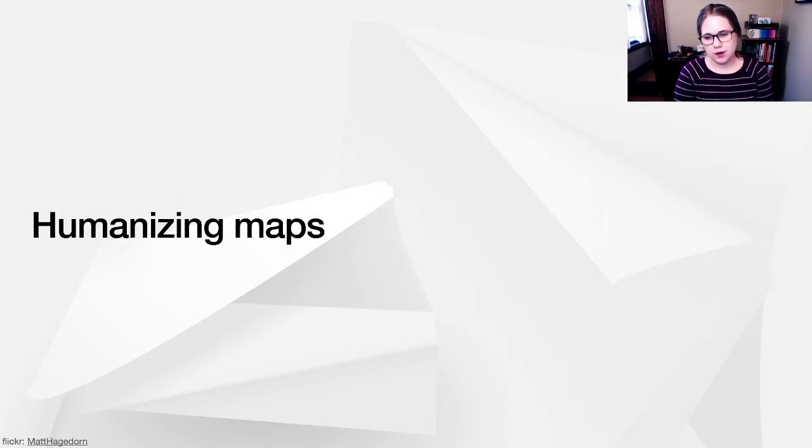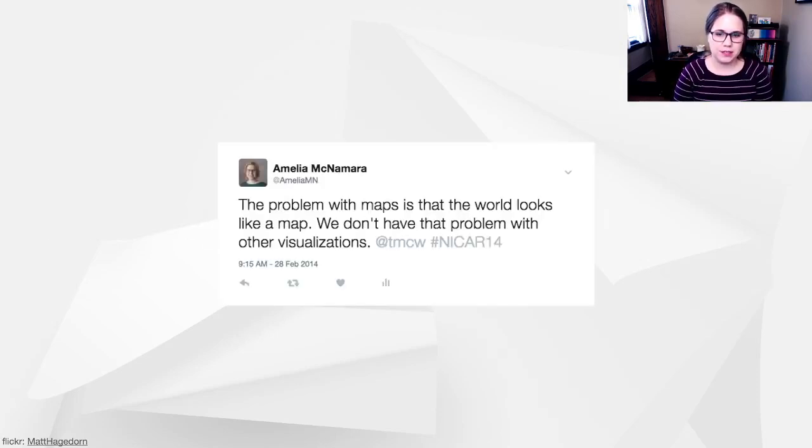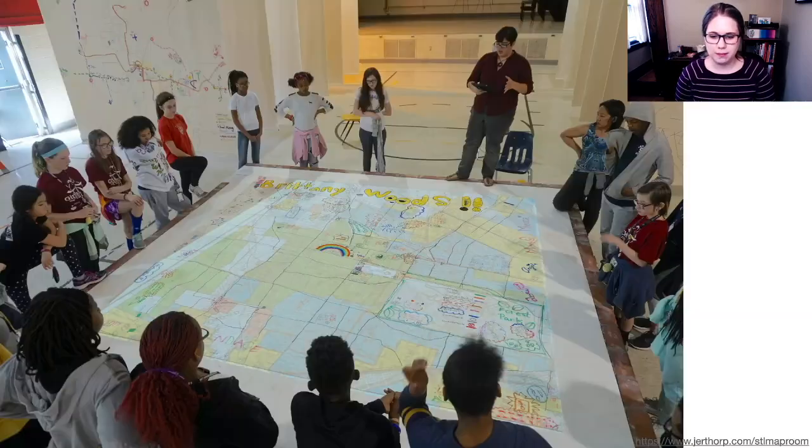And then the last thing that I want to talk about is the idea of humanizing maps. To bring it back to the idea that the problem with maps is that the world looks like a map, when we look at a map, we think that it's true in some way. But just like with all other data visualizations, maps embed people's biases into them. All kinds of stuff about race and class get embedded into maps. And I've seen a couple of great attempts at humanizing maps.